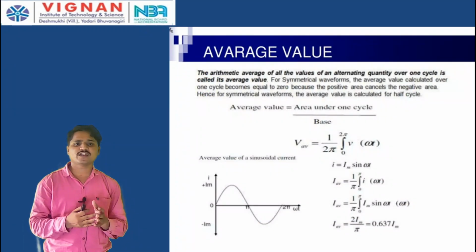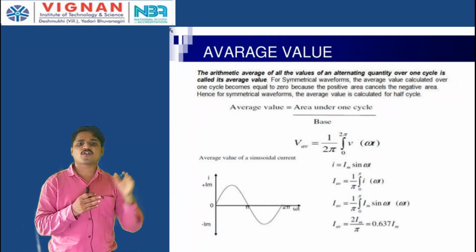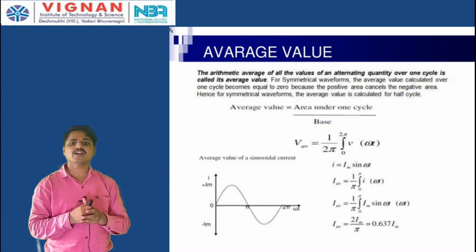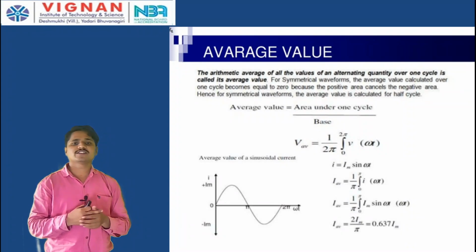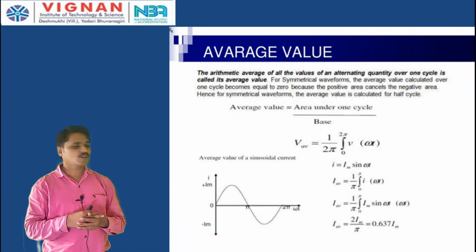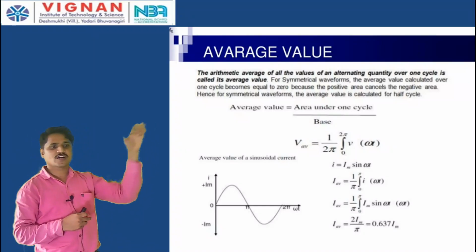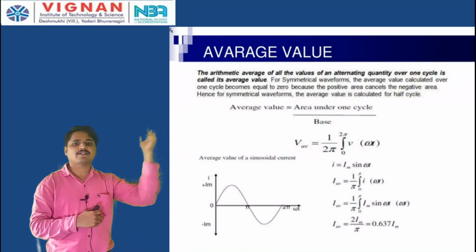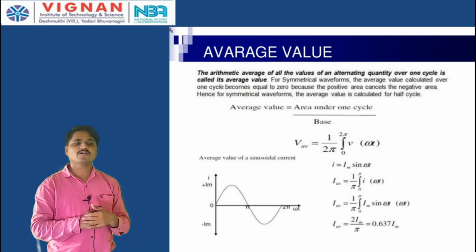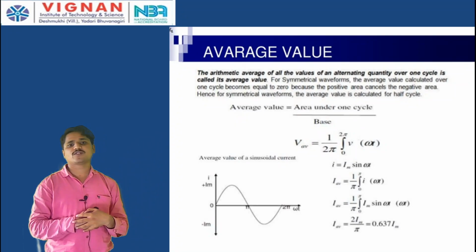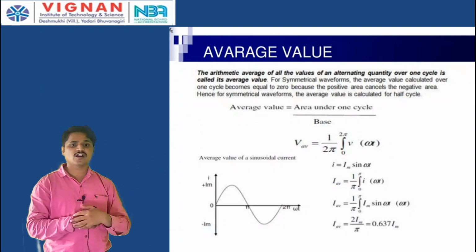What is the definition of average value? The arithmetic average of all the values of an alternating quantity over one cycle is called the average value. Now, see here, you are taking the sinusoidal waveform. You take the arithmetic average of all the values of any alternating quantity over one period, one cycle, and that is called the average value.